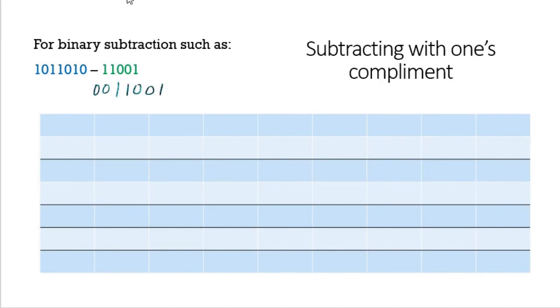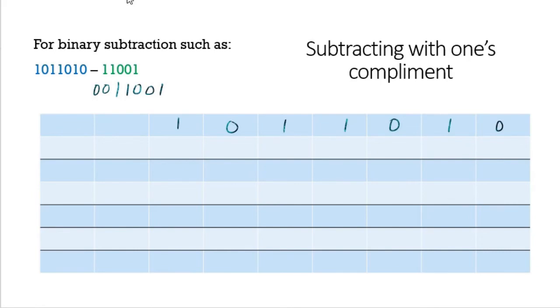Now I'm going to write these down in the grid so I can line them up correctly. I'll write the first number down exactly as it is. So starting on the left, I have 0, 1, 0, 1, 1, 0, and 1.